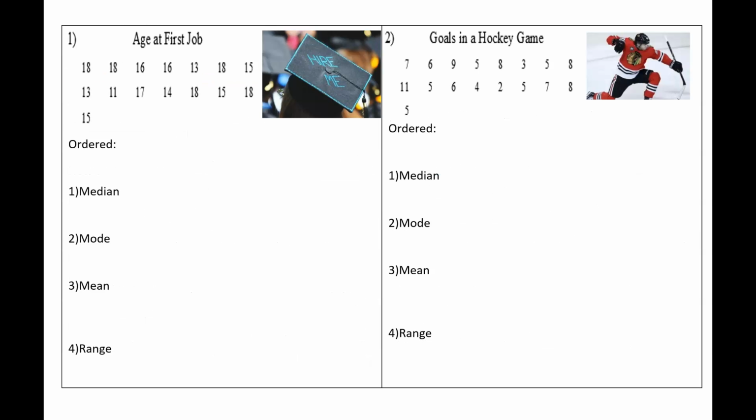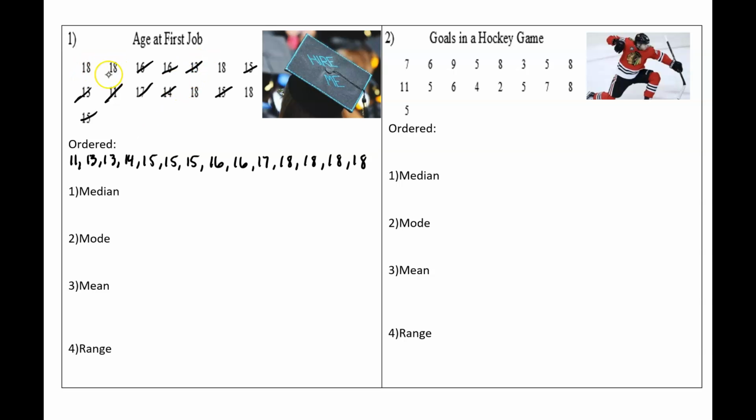All right, so here's an example of, again, me saying I want you to copy everything. So I want you to say, number 1, age at first job, I want you to copy down those data points. And then the first thing you're always going to do when you're working with mean, median, mode, and range is order stuff from least to greatest. So as you order stuff, after you write it down, cross off what you no longer have left. So 11's gone, okay. Now I've got 13, okay, and I'll do the rest of this now.